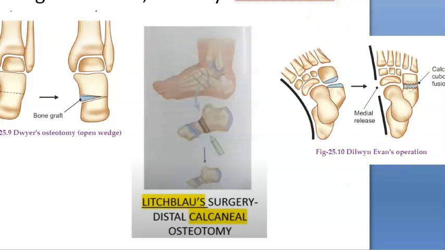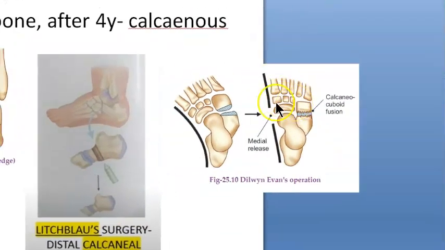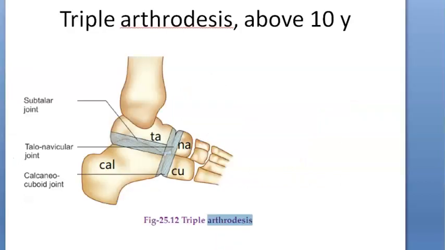Then you have something where they are fusing two bones, not removing exactly. They are fusing two things. That is the calcaneocuboid fusion. This is called Dillwyn-Evans operation. Please focus. You're joining two things. Calcaneocuboid fusion, okay? Dillwyn-Evans.